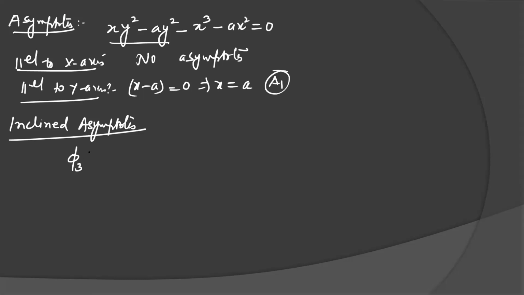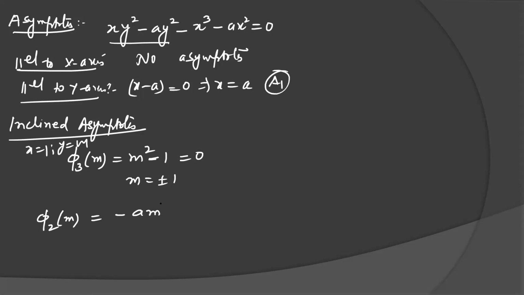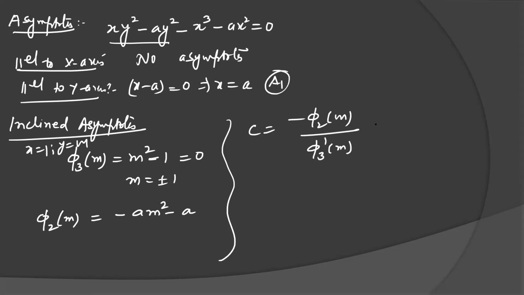We will find phi 3 of m here, degree 3, x equal to 1, y equal to m. So phi 3 of m will be m square minus 1 equal to 0. So m equal to plus minus 1. It means you will get two asymptotes here. Now find phi 2 of m, the degree 2 terms, so minus a m square minus a. So what is the formula to find c? That is minus phi 2 of m over phi 3 dash of m. So it will be minus of minus a m square minus a, over the derivative of phi 3 of m, which is 2m. So for m equal to 1, you will get c equal to a.